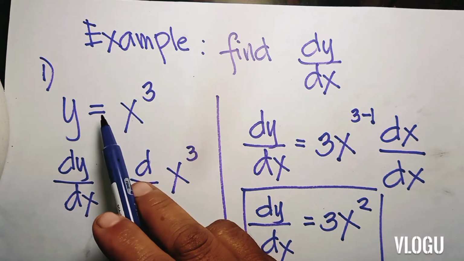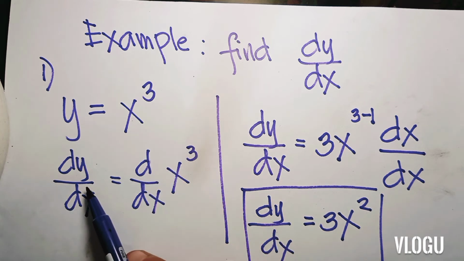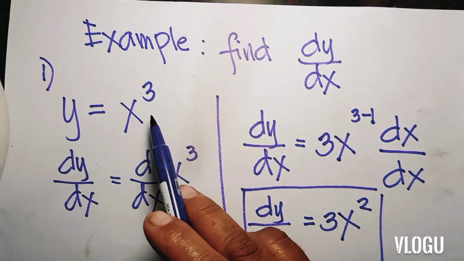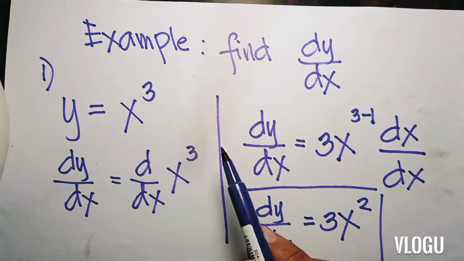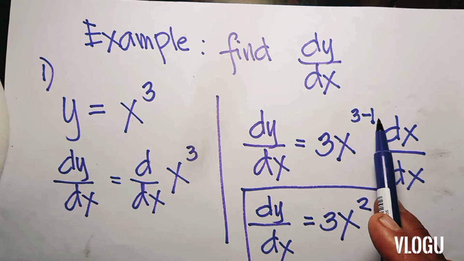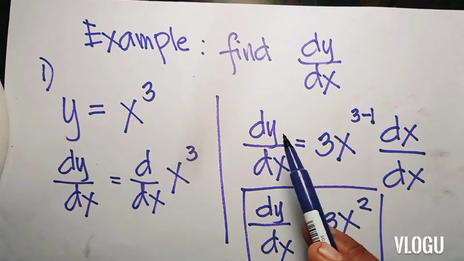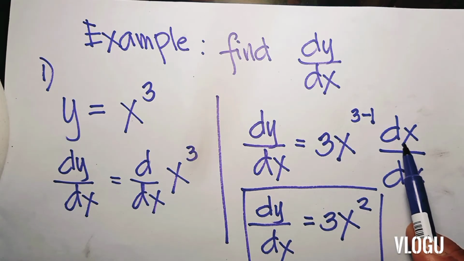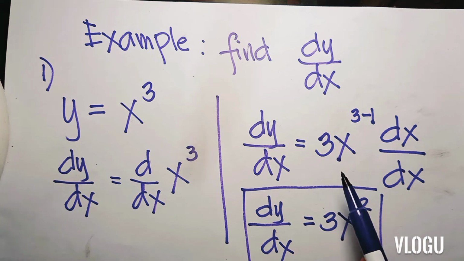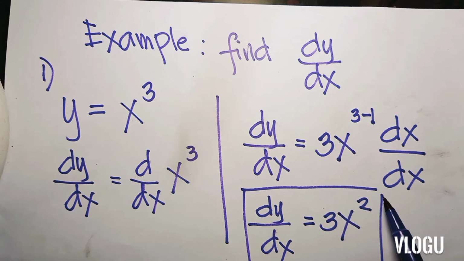Our first example, we have y is equal to x cubed. Step 1, dy/dx is equal to d/dx of x cubed. We are going to use the formula with an exponent. Therefore, you will have 3x to the 3 minus 1, times the derivative of x without exponent. That's the reason you will have dx over dx. So, you will have your final answer, that is equal to 3x squared. So, this is now our final answer.